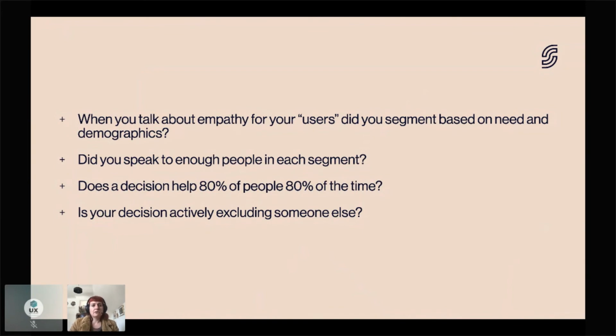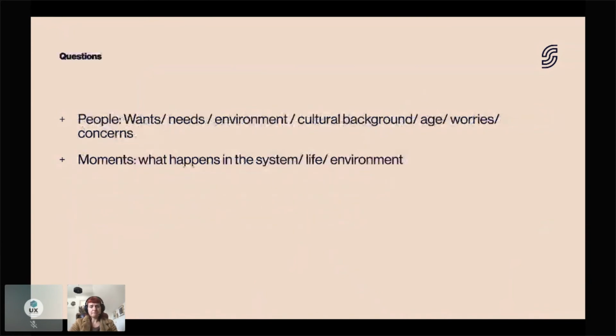So the third question I would ask is, does your decision help 80% of the people using your system 80% of the time? And very, very importantly, is the decision actively excluding someone else? So if you have an interview with one person that you particularly feel very empathic towards, if you make a decision just on that one person, you might actually be harming a whole bunch of other people that you should also be caretaking.